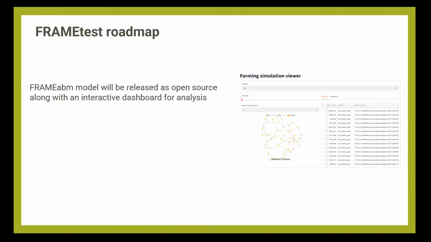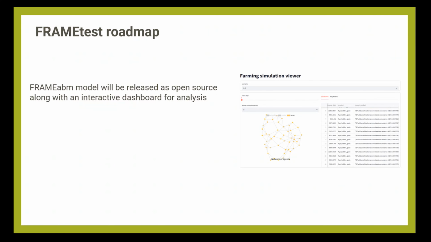So what are the next steps that we have planned, and a little bit on how to access the tool and operate it? Yes, thank you, Claudio. So, as I was mentioning before, FrameTest, we believe, cannot coexist without FrameABM. It's a surrogate model, highly coupled with the agent-based model that generates it.